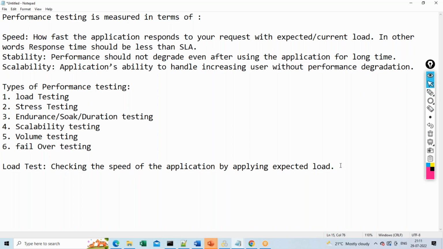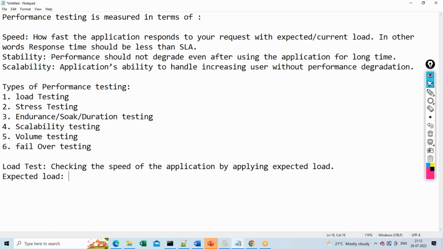Now in this load test, what exactly will we do? What is this expected load? In the meaning, I've written expected load, right? What is this expected load? Basically, the expected load is nothing but the target volumes we have to achieve, or you can say what the client is asking you to test.